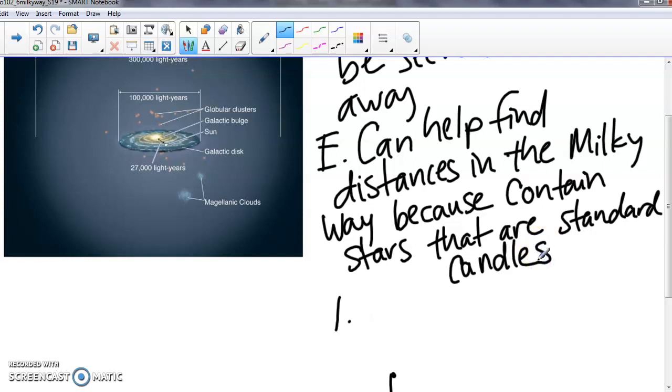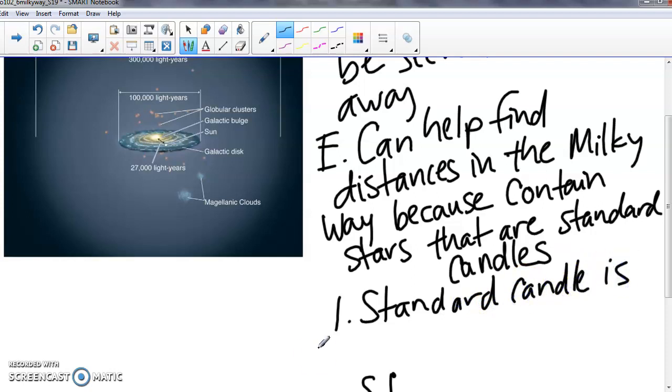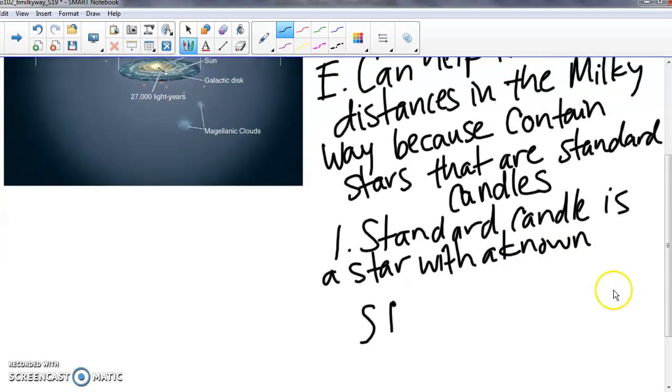What is a standard candle? A standard candle is a star with a known brightness.